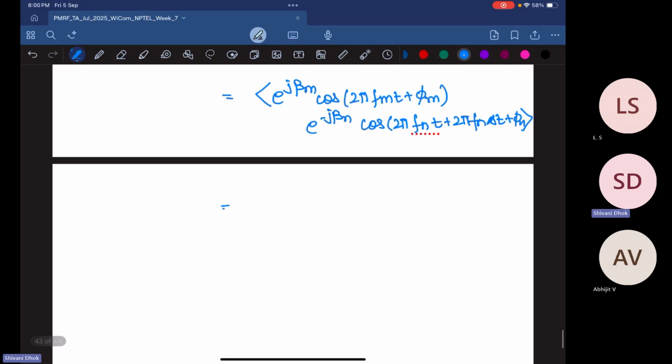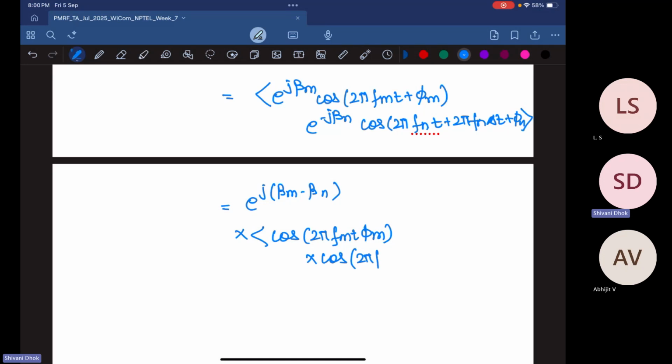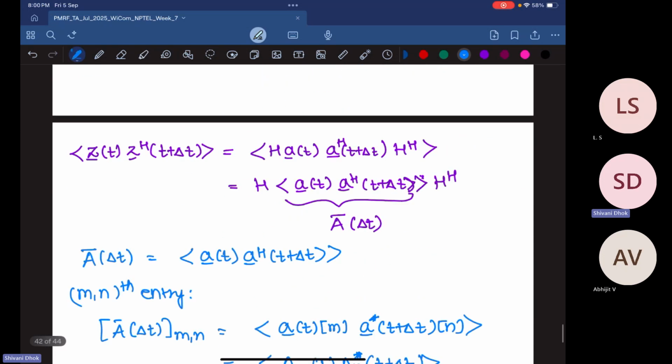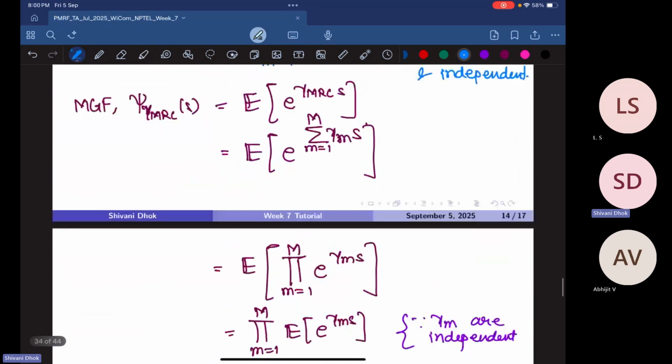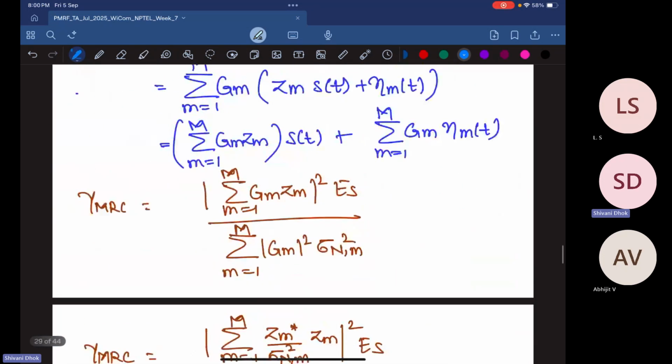So this thing is equal to e power j (beta m minus beta n) into the time average of cos of (2 pi fm t plus phi m) times cos of (2 pi fn t plus 2 pi fn delta t plus phi n). Okay, so this is what we have now. Now, when we were discussing a question today, we were looking at the time averages.